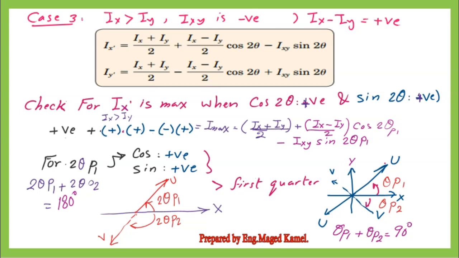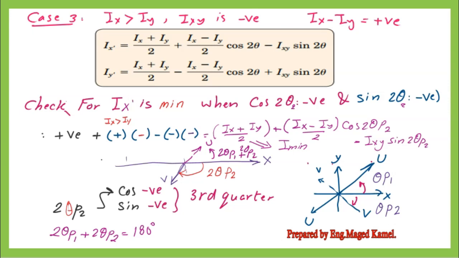Consider 2 theta b1 as the angle from the x-axis to the u-axis in Mohr's circle of inertia in the anti-clockwise direction. In the normal view, where axes x and y are orthogonal, we can write theta b1 plus theta b2 equals 90 degrees, while in Mohr's circle of inertia, 2 theta b1 plus 2 theta b2 equals 180 degrees.